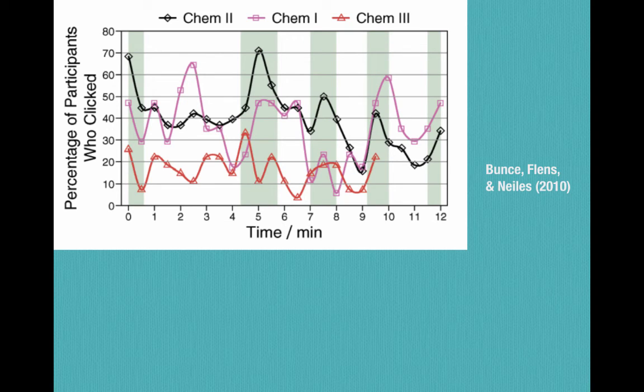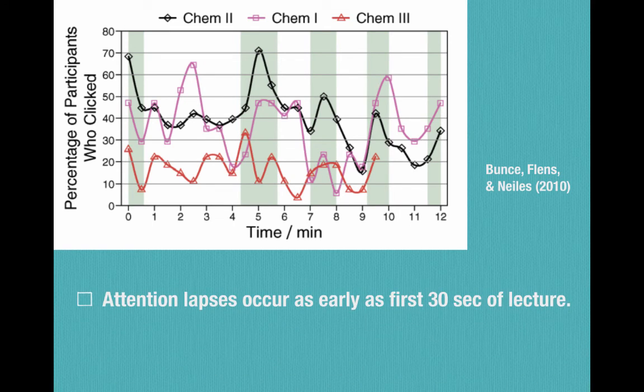The data in this graph are a little difficult to interpret, but the shaded columns represent spikes in the number of attention lapses. And you can see that attention lapses were occurring as early as 30 seconds into the lecture. Now, the researchers concluded that these very early lapses of attention likely represent a settling in period, but then they noticed the next spike in attention lapses occurred between 4.5 and 5.5 minutes into the lecture, and again between 7 and 8 minutes, and then again between 9 and 10 minutes, and so on.